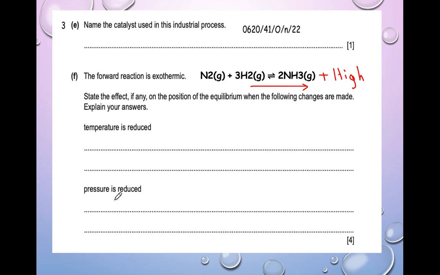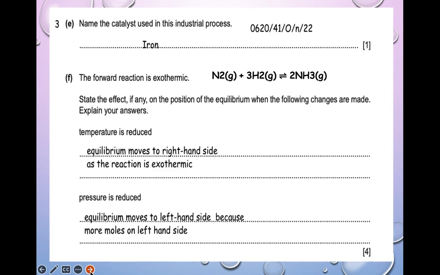And the pressure, how do we go for the pressure? Here it is 3 plus 1, which is 4 moles, and here it is only 2 moles. So if we reduce the pressure, it will move to the side with more moles, the left hand side. So in decreasing the temperature, equilibrium moves to the right hand side where heat is released, as the reaction is exothermic, and this is for 2 marks. If pressure is reduced, equilibrium will move to the left hand side because there are more moles on the left hand side. Okay, thank you.